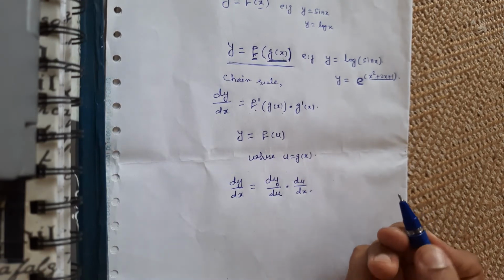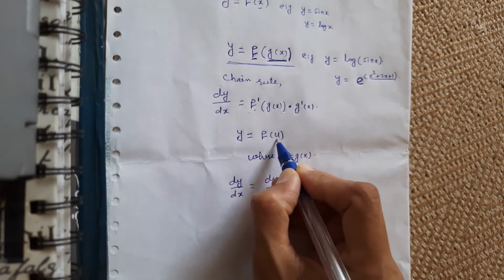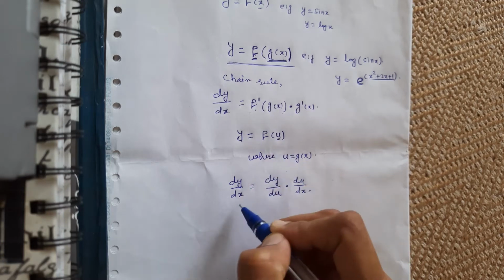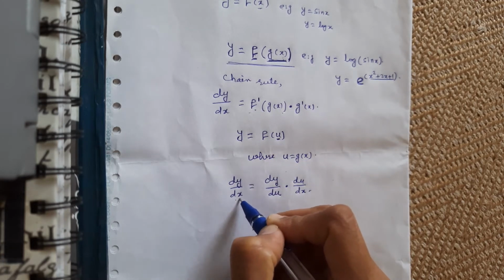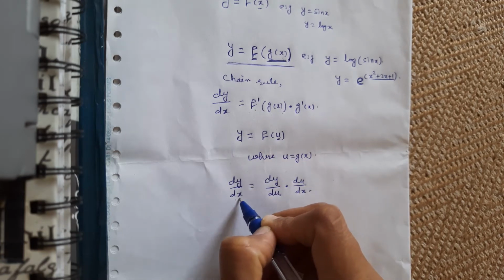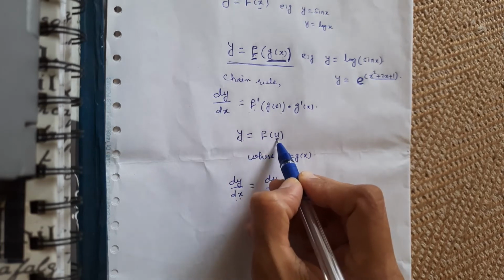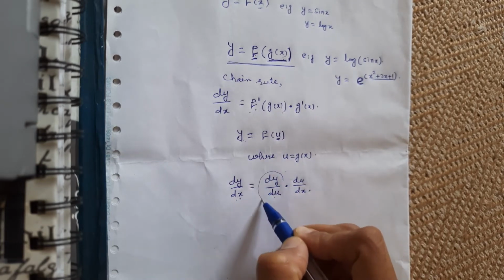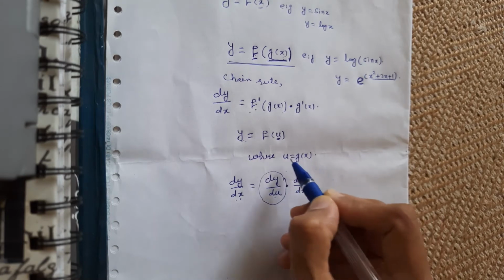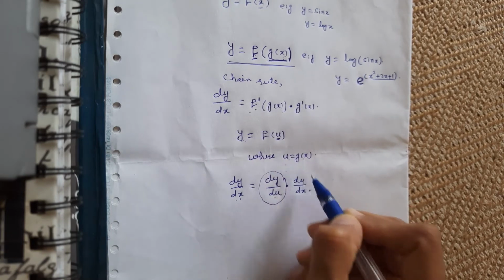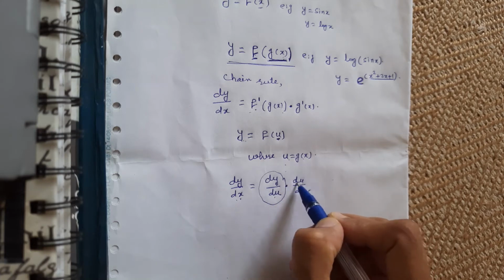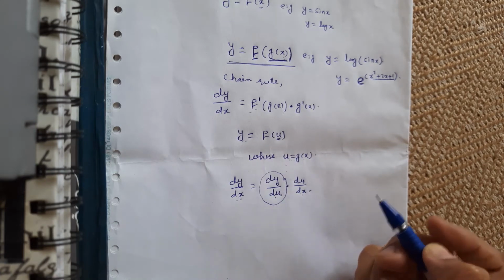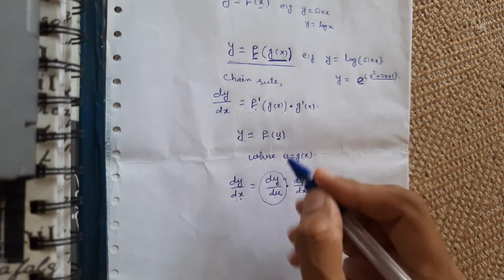Because here y is a function of u, we cannot differentiate it directly with respect to x, and here we want the derivative with respect to x. Since y is a function of u, we need to differentiate it with respect to u. So we find dy by du, and since u is a function of x, we again multiply it by the derivative of u with respect to x. So this is the chain rule.